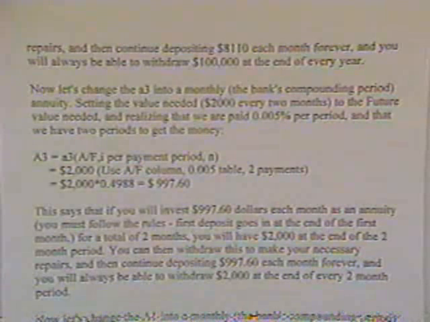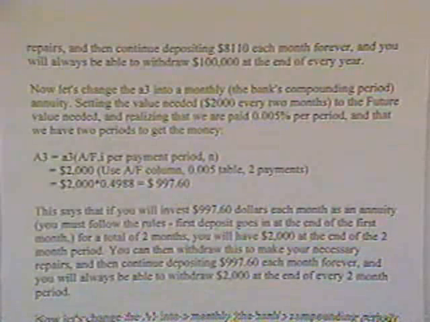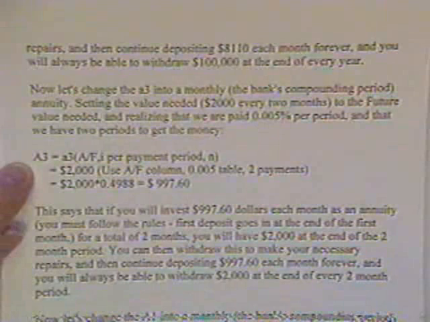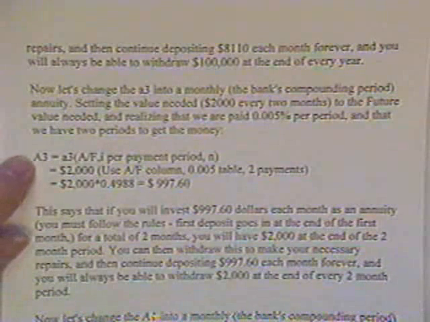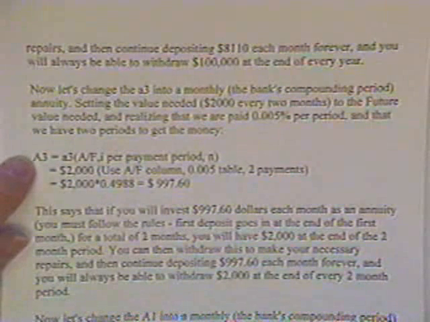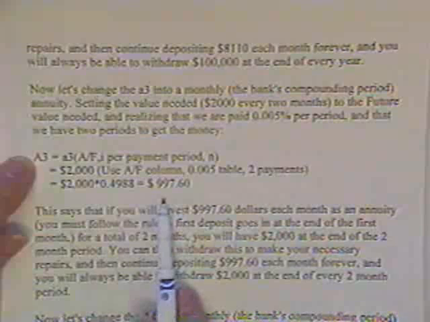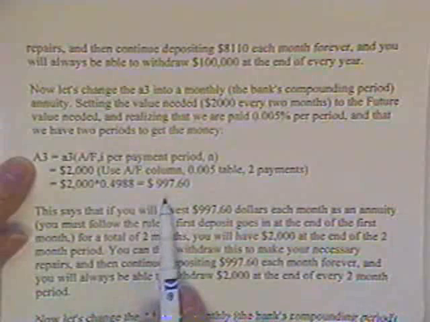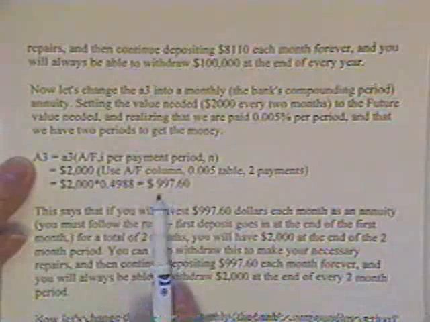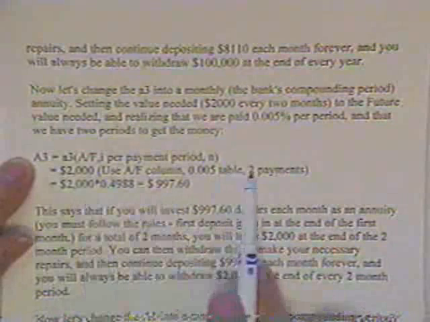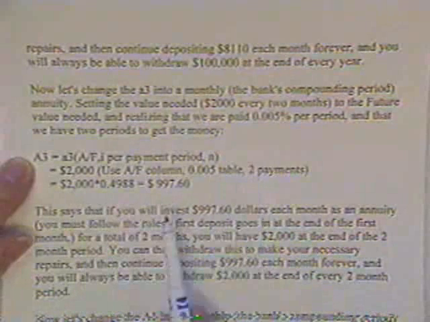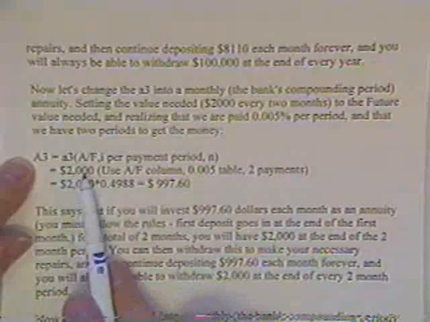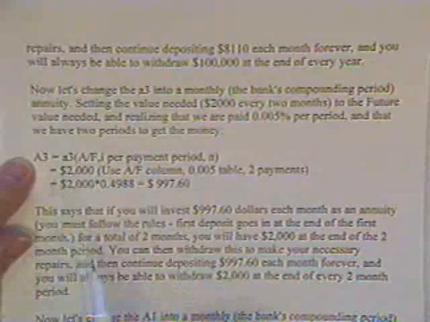Let's see what we were working on here before we change the tapes. We were trying to change the A3, the little guy, the $2,000 every 2 month number, into an annuity. In other words, we asked the bank, "Hey bank, how much would I have to give you each month in order for you to give me $2,000 at the end of 2 months?"